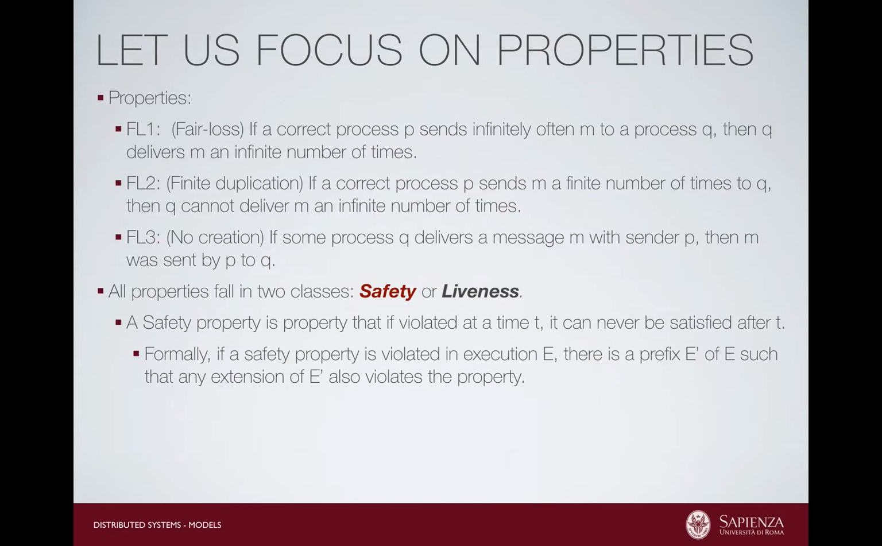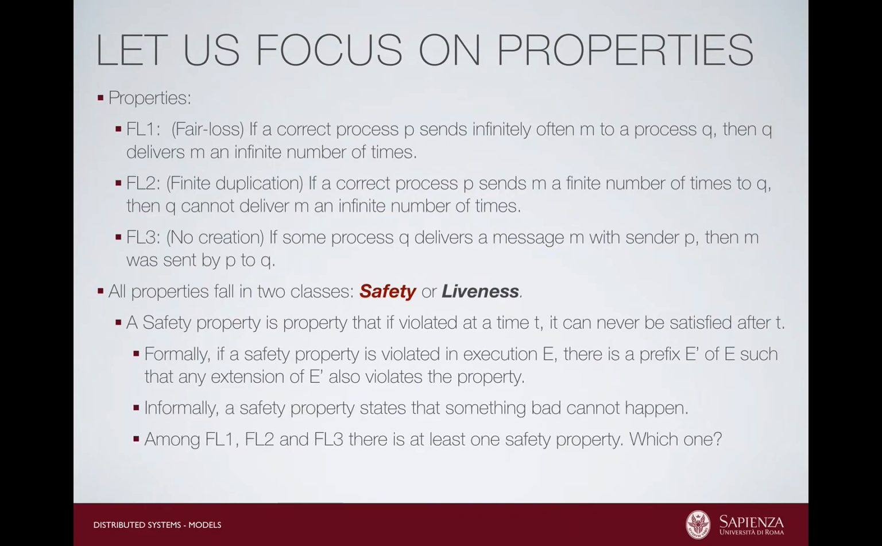And we have that all properties, when they are well written, fall in two classes that can be safety or liveness. So a property is a safety property if any time it is violated at time t, it can never be satisfied after t. Formally, we say that a property is a safety property if once it's violated in an execution E, there is a prefix E prime of E such that any extension of E prime also violates the property. So informally, a safety property states that something bad cannot happen.